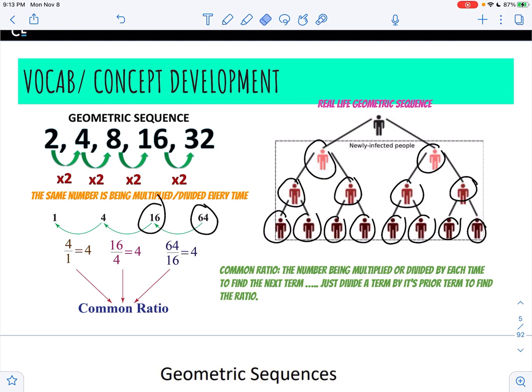16 divided by 4, the previous term, is 4. And 64 divided by 16, the previous term, is also 4. So in order to find the common ratio, just take any of the following numbers: if it's the second term, divide it by the first term. If it's the third term, divide it by the second term. Just divide by the previous term.